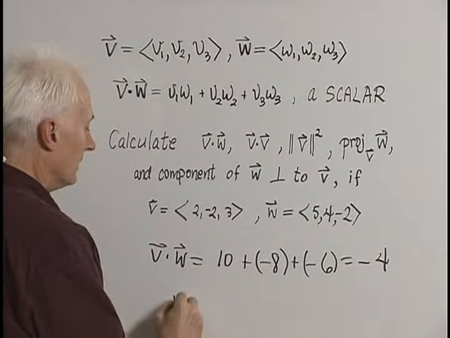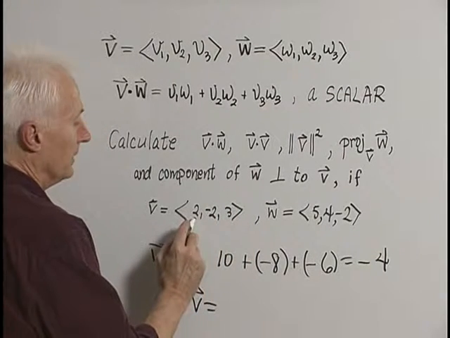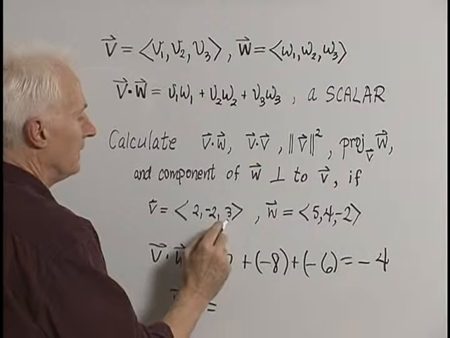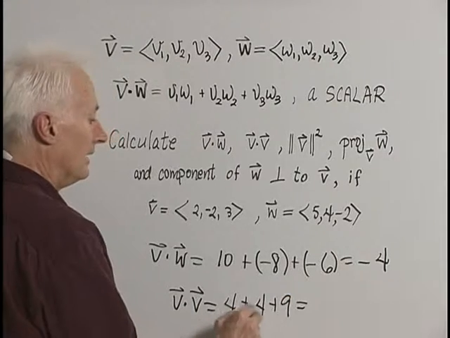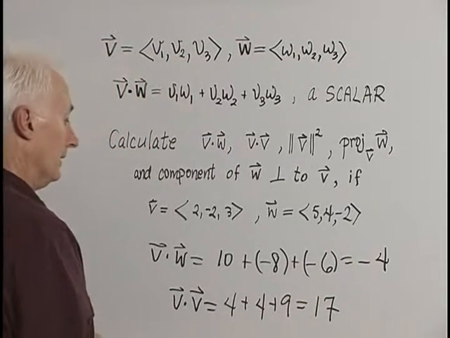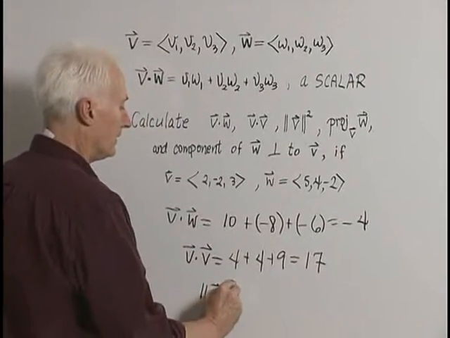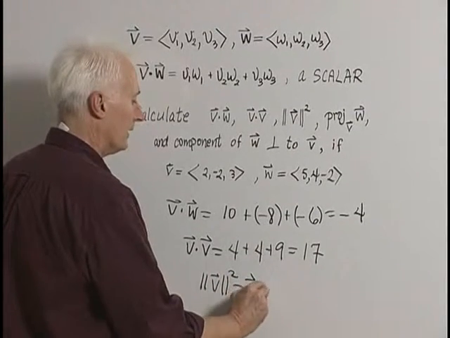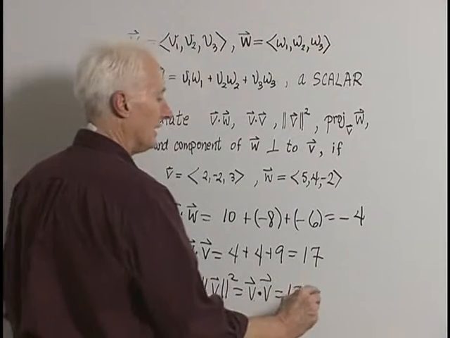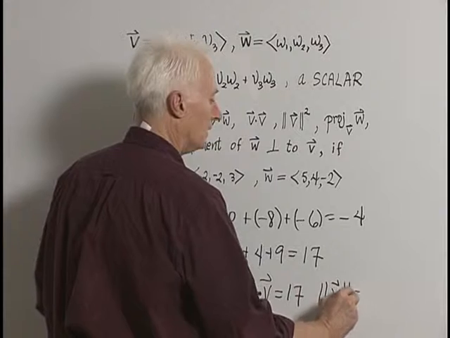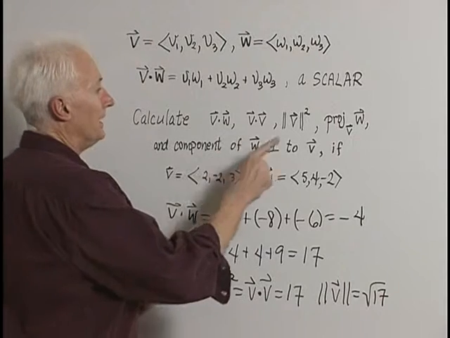How about v dot v? Well, v dot v is, in effect, the sum of the squares of components. 2 times 2 plus negative 2 times negative 2 plus 3 times 3. 4 plus 4 plus 9. 8 and 9 is 17. Now, what about the length of v squared? Well, remember, the squared length of any vector is just its dot product with itself. And so we get 17. In particular, that tells us that the length of v itself is the square root of 17.